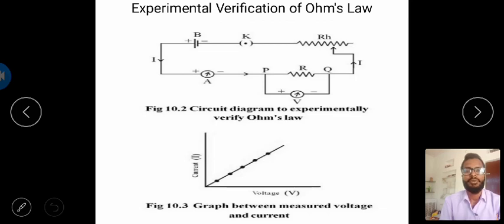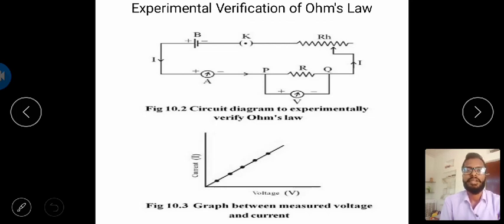First of all, what is Ohm's law? The potential difference at two terminals of a conductor is directly proportional to the current flowing through it, provided the physical state like temperature, pressure, length, area, etc. remains constant. This is Ohm's law: V is equal to IR.